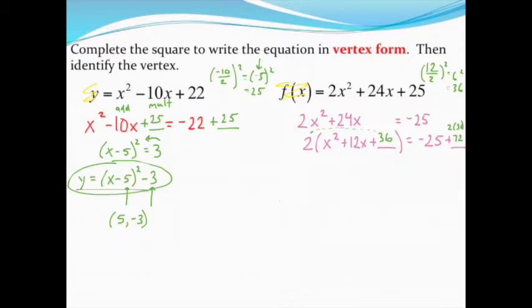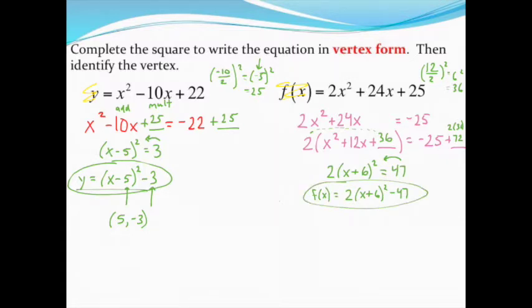I can factor what's in parentheses as just x plus 6 squared. Don't forget, though, we do have that 2 out front. On the other side, once I add up negative 25 and 72, I get 47. And then remember, we're not trying to solve this. We're trying to make it look like vertex form. So my final step will be to take that 47 and swing it back to the other side. So I get 2 times x plus 6 squared minus 47 once I've moved it back. And then don't forget, we were writing an equation, so now's the time to put the f of x back on the problem. And there's my equation written in vertex form.